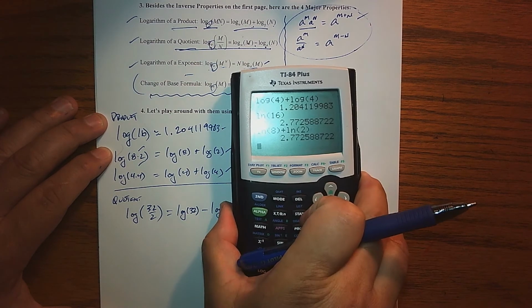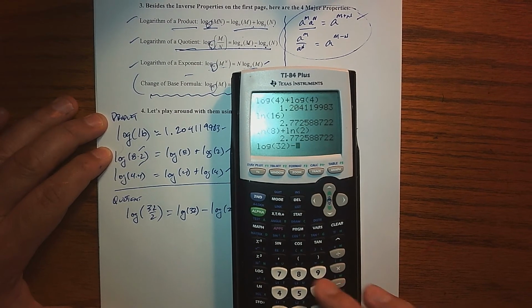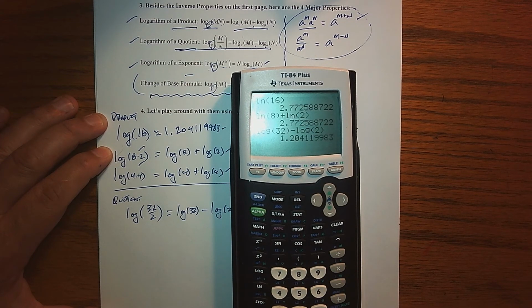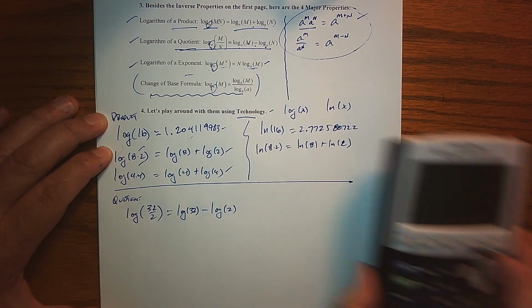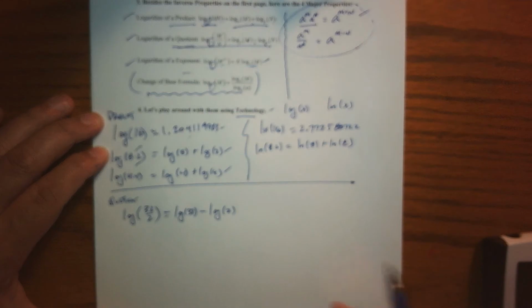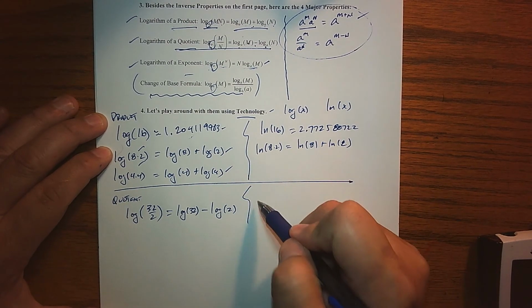And when I go to my calculator and type in the log of 32 and take away the log of 2, what we get is 1.241898. So again, it seems to be working the way that it should. And so we kind of verified that for a natural logarithm.